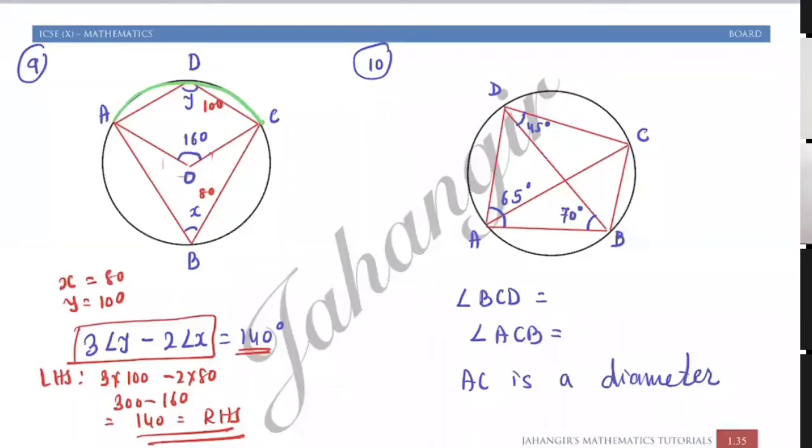Now next, BCD. Here in the question, in the adjoining figure, all angles are given. You have to just find BCD, ACB, and show that AC is a diameter. So how to find BCD? Can anyone tell me? We want this angle. It is a really simple answer. ABCD is a cyclic quadrilateral. So we will get 180 minus 65, that is 115 degrees. Anyone has doubt in this part?